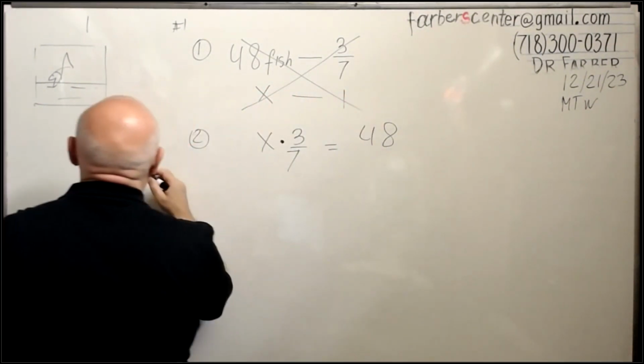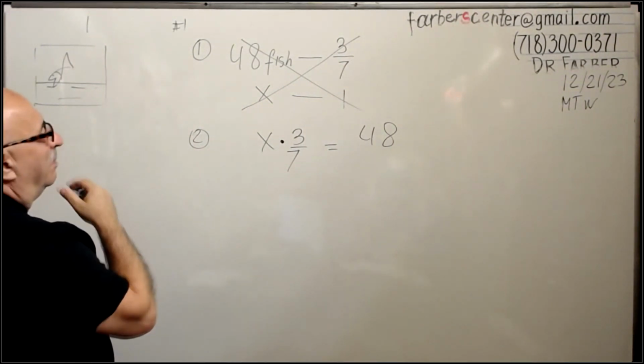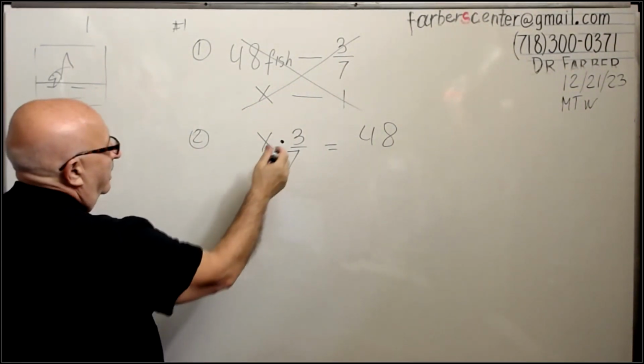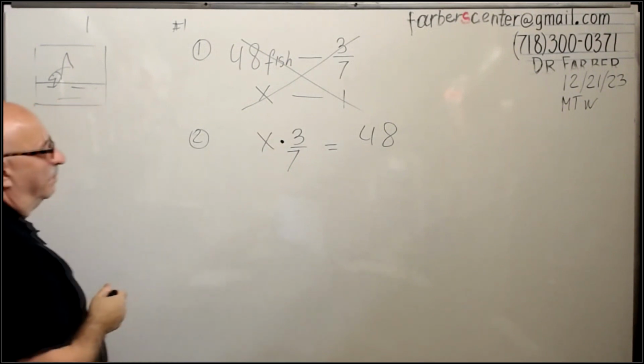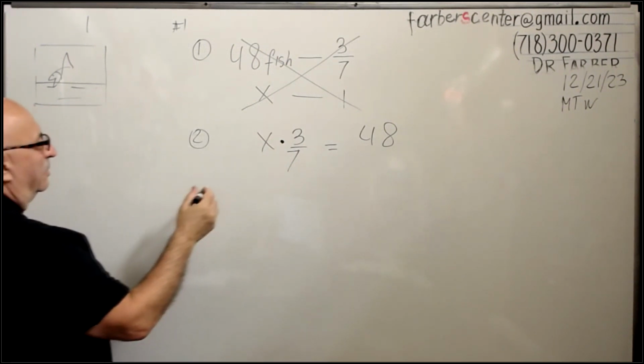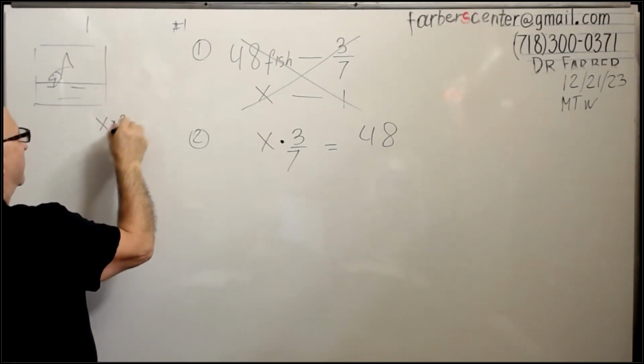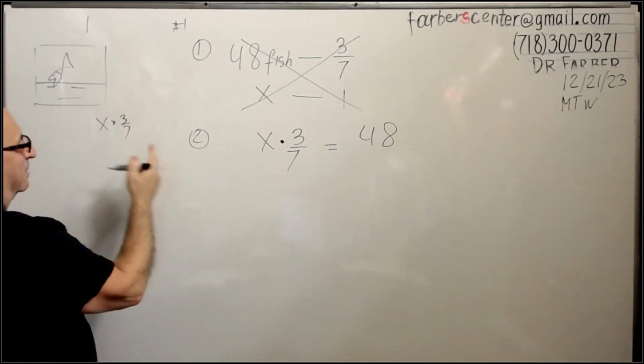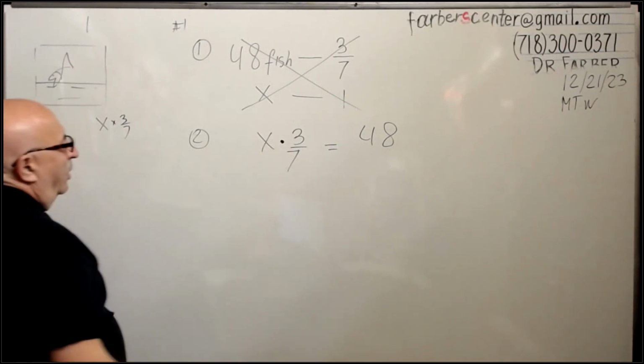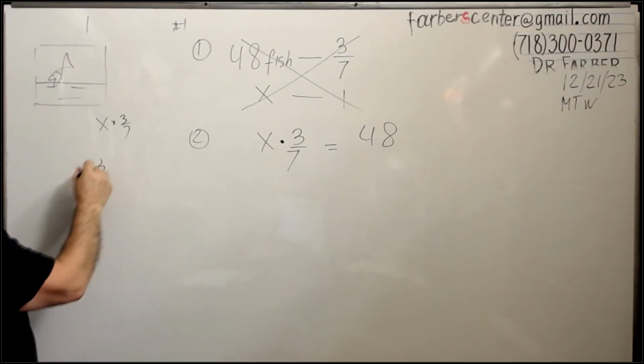Does x.3/7 mean x times 3/7? It's the same. You can write it like this. Look at this: x times 3/7. This is better because you may confuse it with the letter x. This is multiplication. Or you can write 3/7x, which is the same.